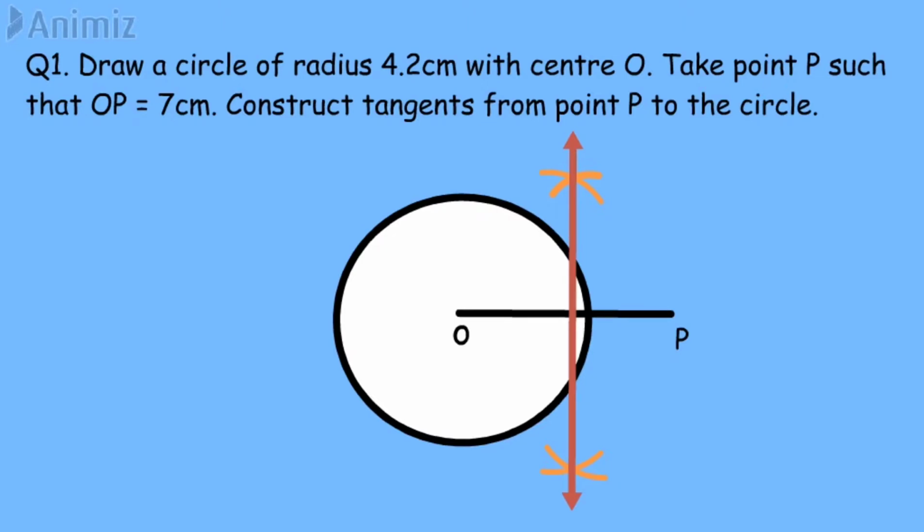Now this perpendicular bisector has intersected OP at a point. Keep your rounder at that point, take a distance up till O and draw one dotted circle such that OP will be the diameter of the circle. You will get the circle like this. This circle has intersected the previous circle at 2 points. Label them as A and B.